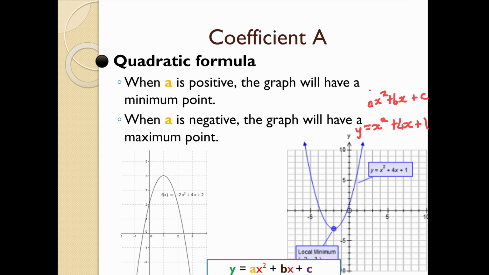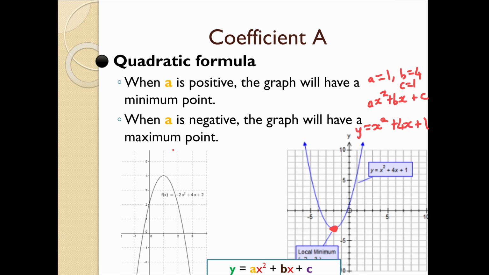So a in this case is 1, so a is equal to 1. b is equal to 4, because remember we're comparing what's next to the x, so it's positive 4, and then c is equal to positive 1. But what we're interested in here is a, and a is equal to 1. Not only is a equal to 1, a is a positive number because 1 is positive. So once a is positive, the graph will have a minimum point. As you can see here, this graph has a that is positive and it has a minimum point. Does that make sense? All right, good.